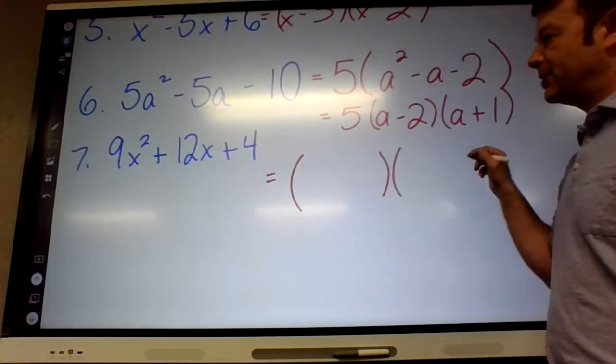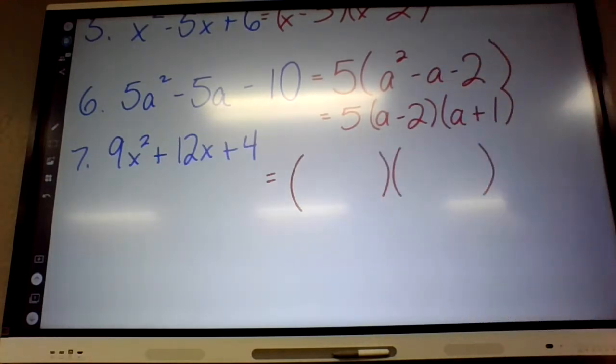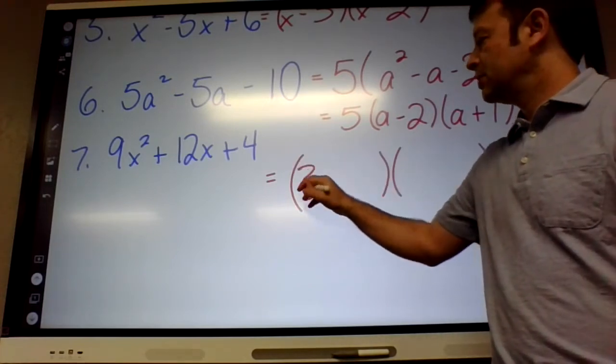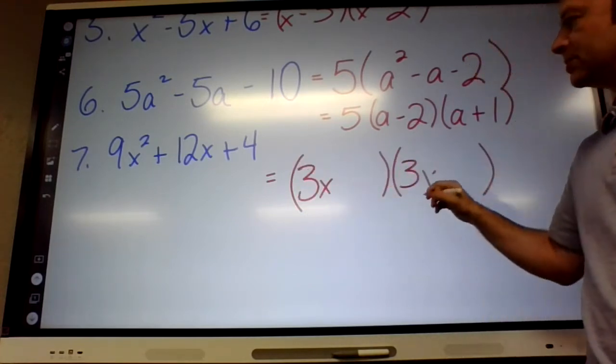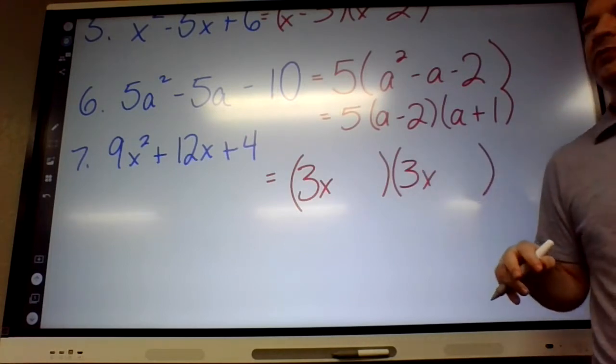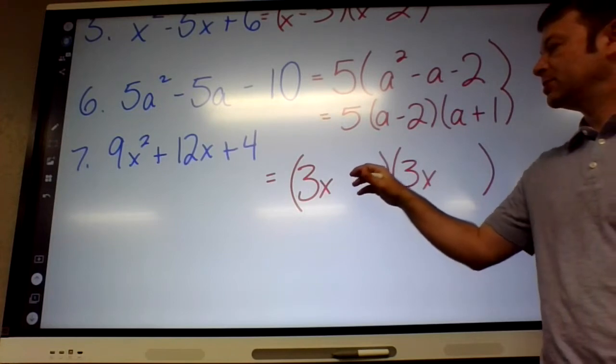Okay, can I take anything out of number 7? No. What goes into 9x squared? 3 and 3. 3x and 3x. What goes into 4? 1 and 4 or 2 and 2?